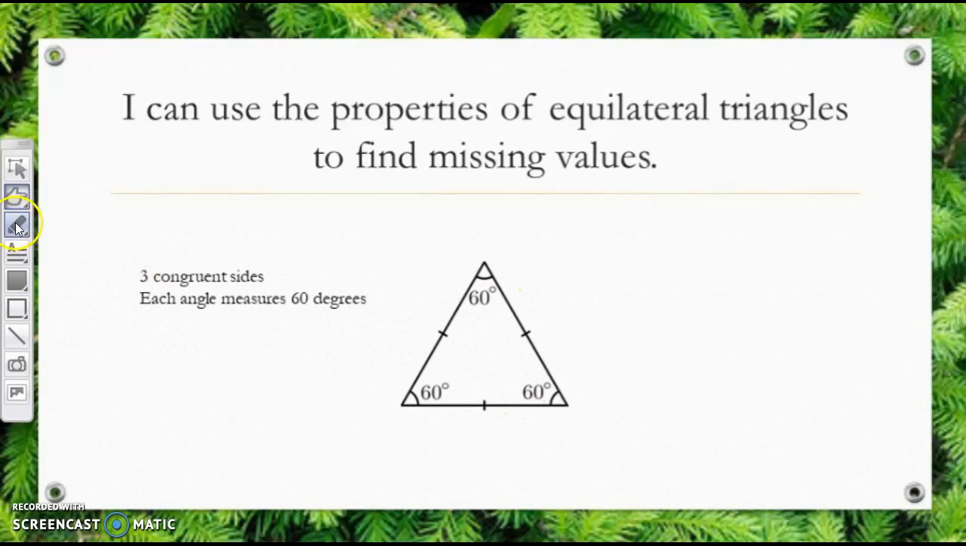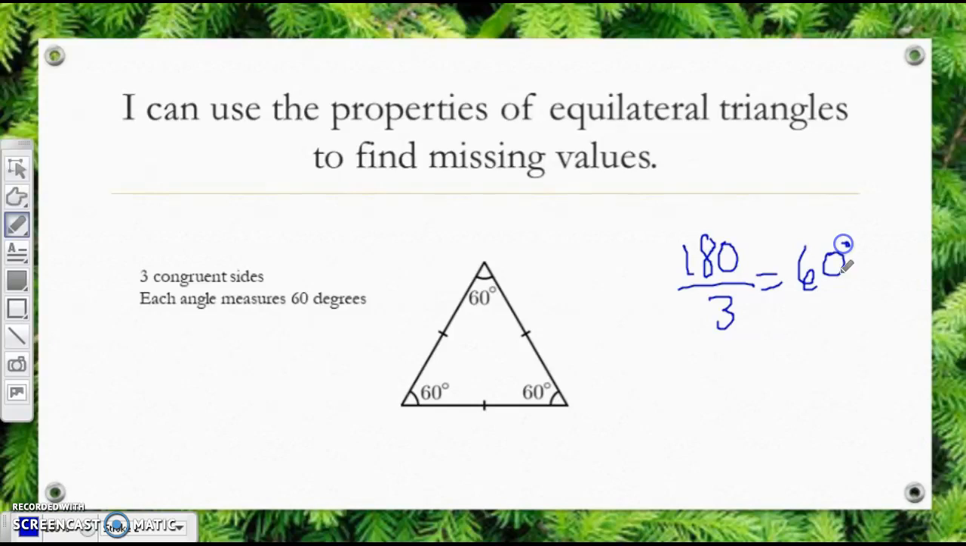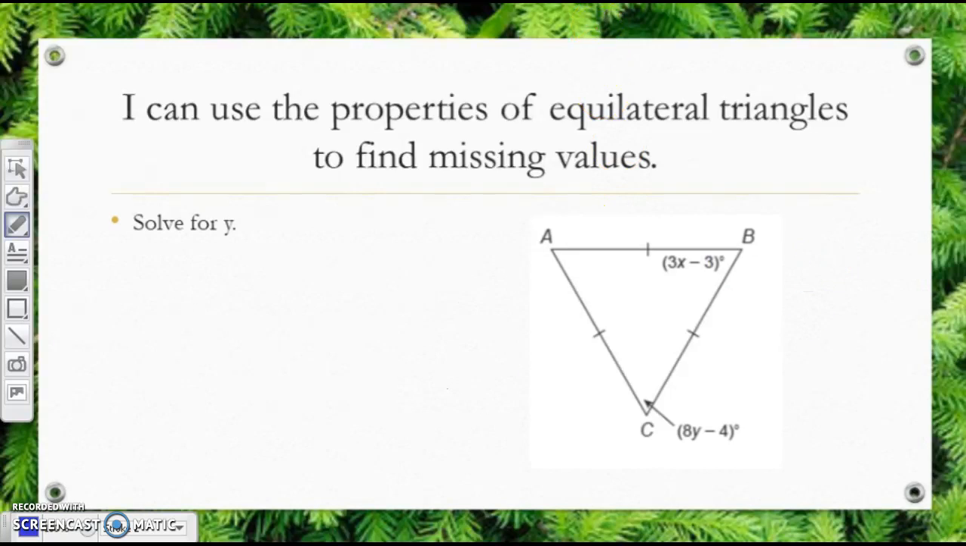And since there's a total of 180 in a triangle, you could divide that by 3 to figure out that each angle has to be 60 degrees. So let's see if we can solve a problem using an equilateral triangle. So first of all, I know this is equilateral because all of the tick marks say all three sides are congruent. It doesn't tell me in the problem it's an equilateral triangle. You have to look at the picture and figure that out for yourself.